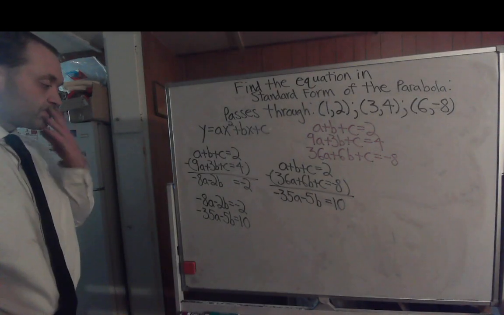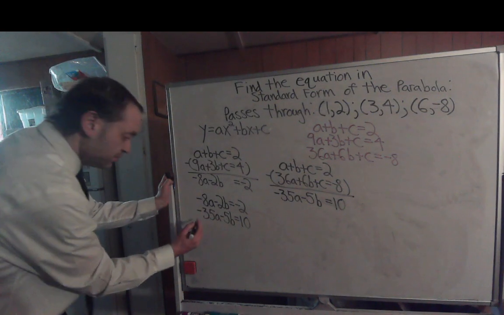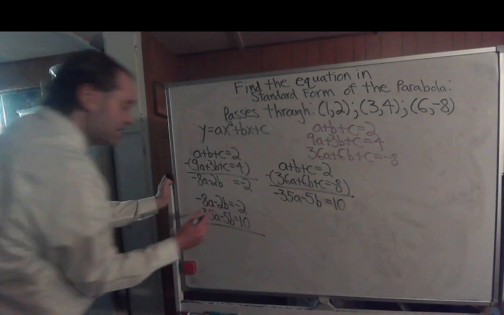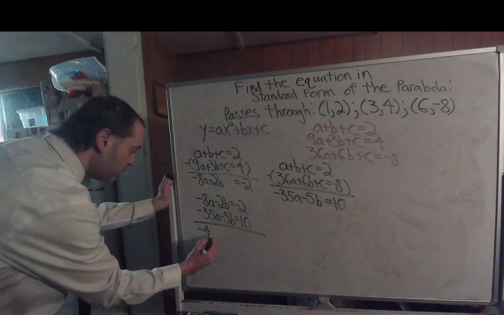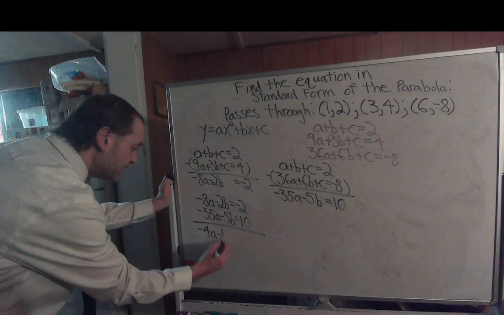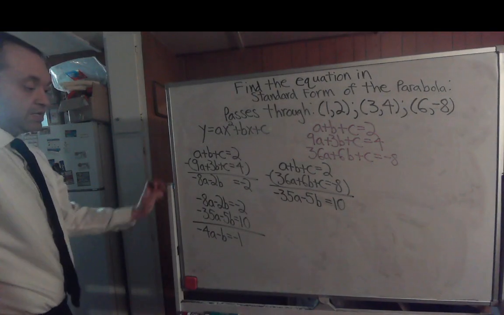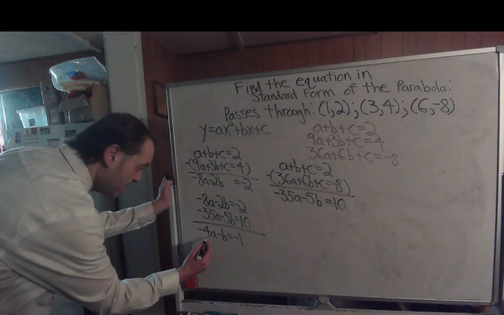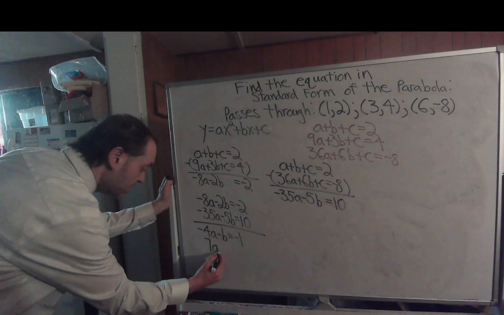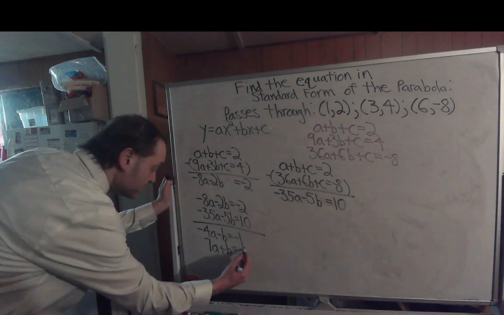Well, let's look at the first equation. Can't you divide it by 2? You could certainly divide it by 2. You could divide everything by 2. You'll end up getting negative 4a minus b equals negative 1. You could divide everything in the second equation by negative 5. That would end up giving you 7a plus b would equal negative 2.